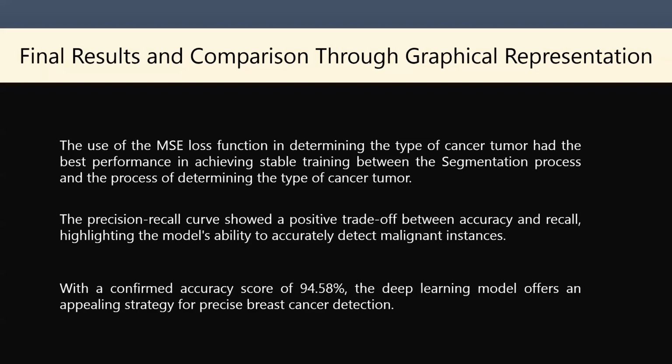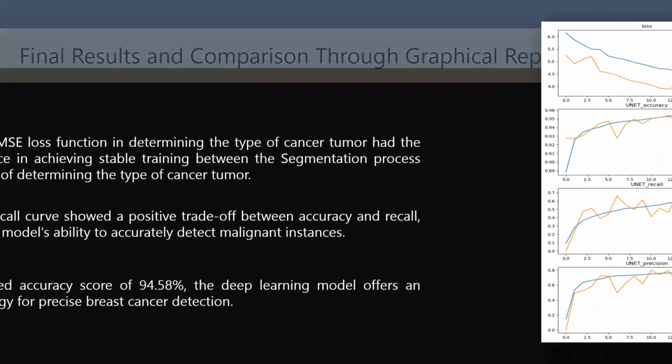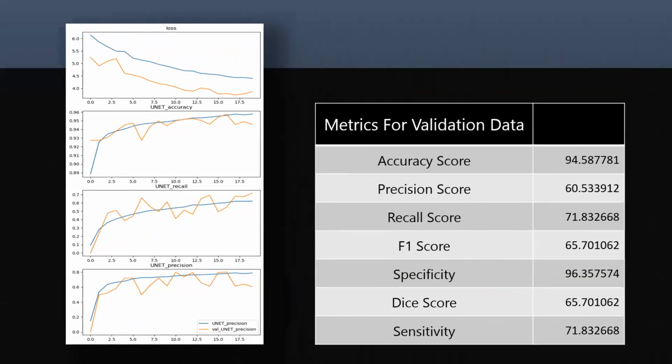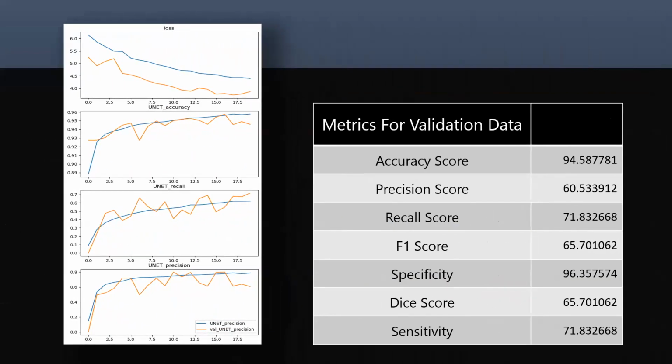The model exhibited a loss of 4.4002, whereas the unit loss and label loss came out to be 0.0304 and 1.4806 respectively. With a confirmed accuracy score of 94.58%, the deep learning model offers an appealing strategy for precise breast cancer detection. Here we have some of the graphical representation of the performance of the model and other metrics for validation data, which can be seen here.